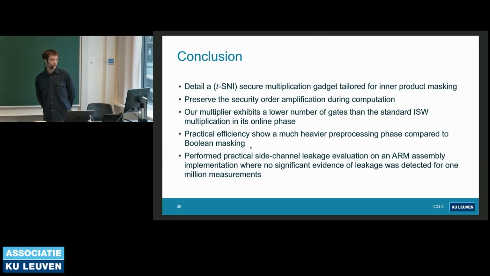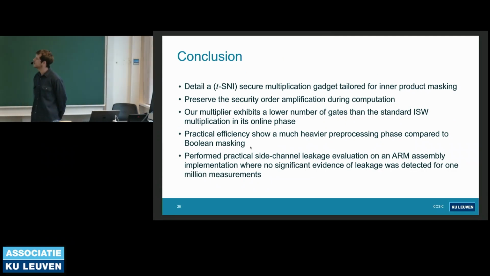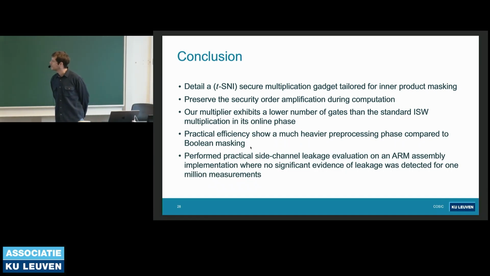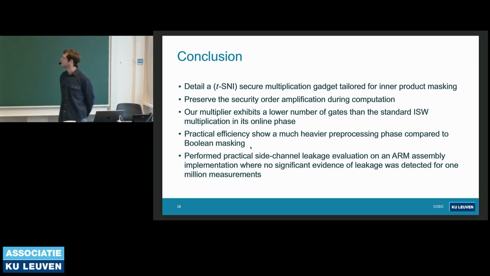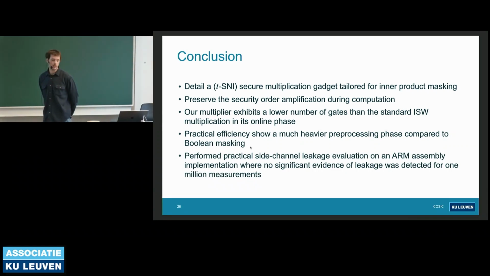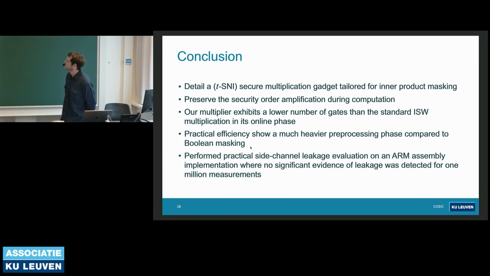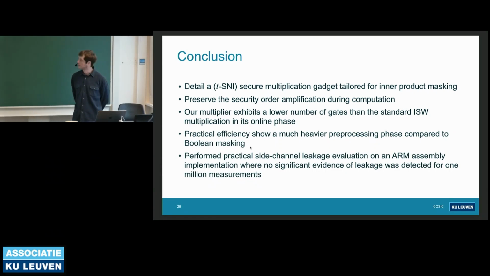So in conclusion, we detailed a t-SNI secure multiplication gadget that was tailored for inner product masking. This enables us to preserve this security order amplification during computation. So we can exhibit a lower number of gates than the standard ISW in the online phase, but obviously we have some overhead due to the pre-processing phase compared to Boolean masking. And finally, we performed a practical side channel leakage evaluation on an ARM assembly implementation, and we didn't see any leakage for 1 million measurements.